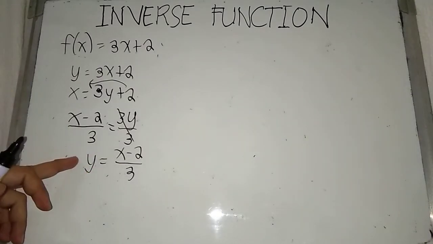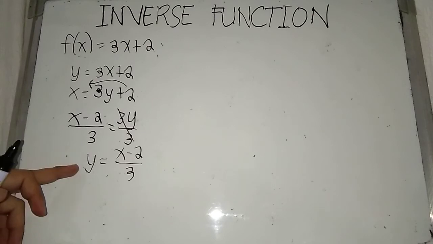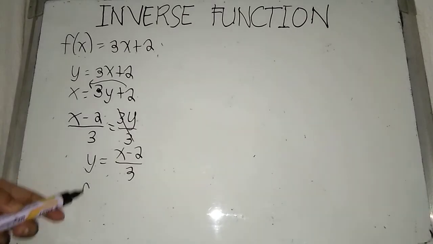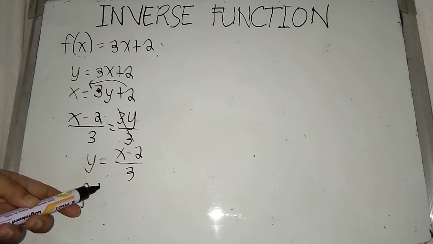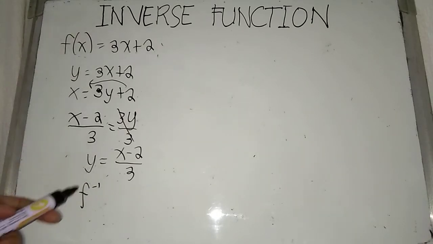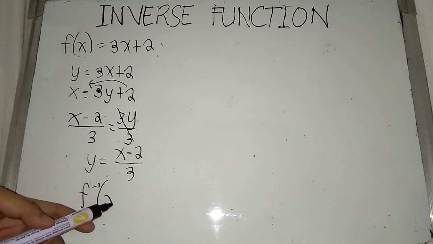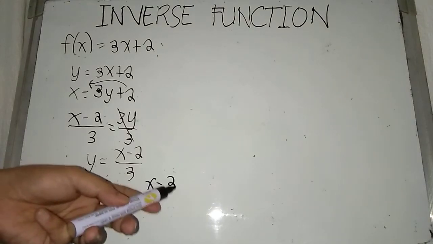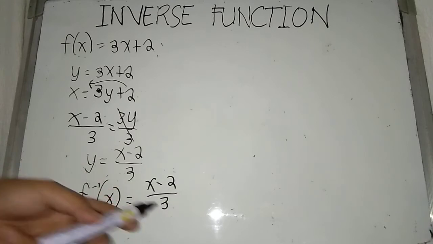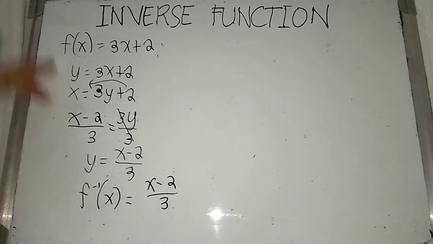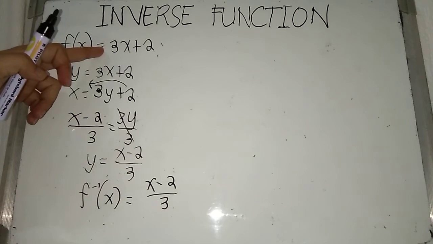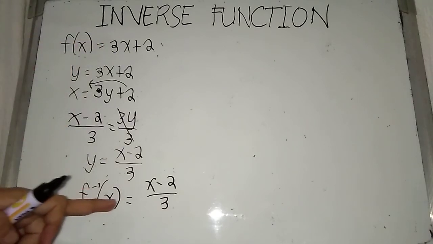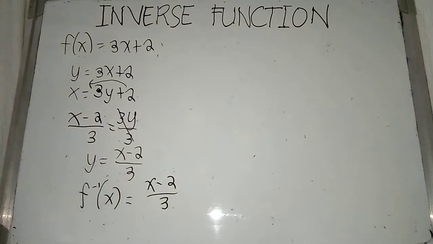After solving for y, we are going to replace y with f to the negative 1 or f inverse. So they have here f inverse of x is equal to x minus 2 over 3. Now, the inverse function of f of x equals 3x plus 2 is f inverse of x is equal to x minus 2 over 3.